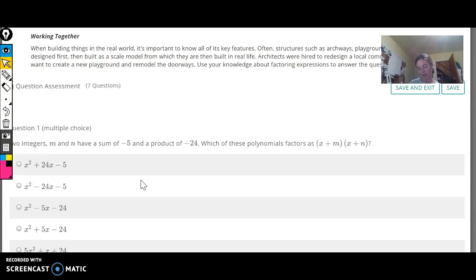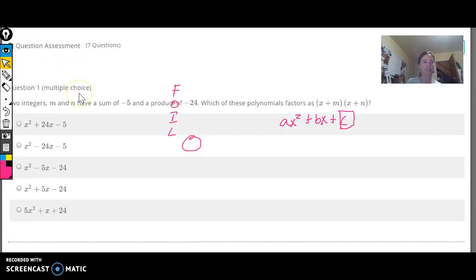So I had made some notes here, so I want to make sure we get this right. When we are doing the FOIL method, if you remember, the first, outer, inner, last. The last two terms multiplied together are going to give us that last integer term, or if we're looking at it from ax squared plus bx plus c, it's the c term, okay? And so we need to find one of these answers with the c term as -24. So let's narrow it down. It's going to be one of these, okay?